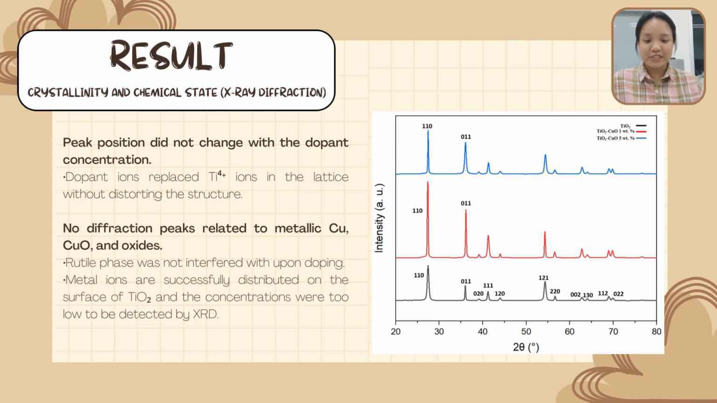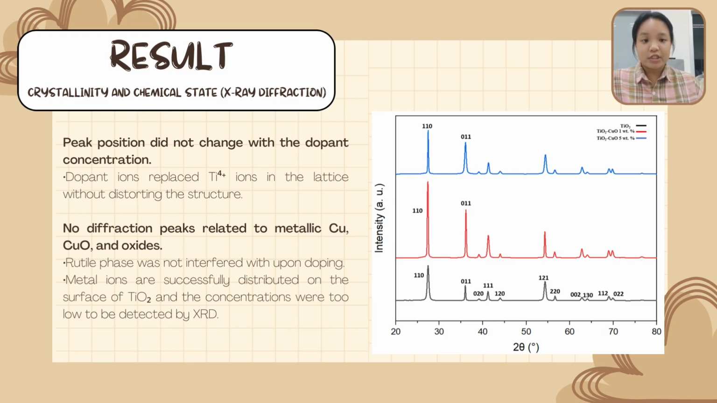I will explain the first analysis, which is done using X-ray diffraction on the crystallinity and the chemical state of my sample. As you can see from the result, the peak position did not change with the dopant concentration. This is mainly because the dopant ions replace the titanium 4 ions in the lattice without distorting the structure, which is important because it does not disrupt the photocatalytic ability of titanium dioxide.